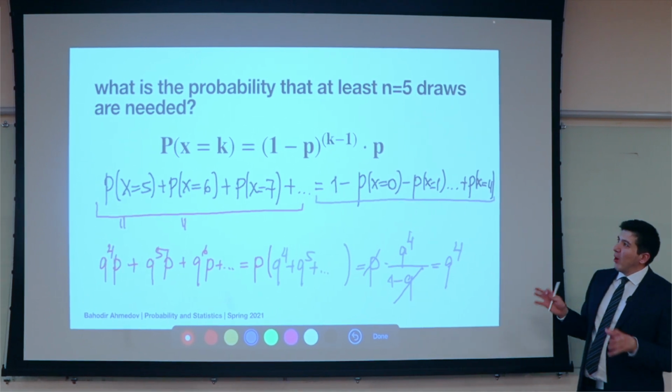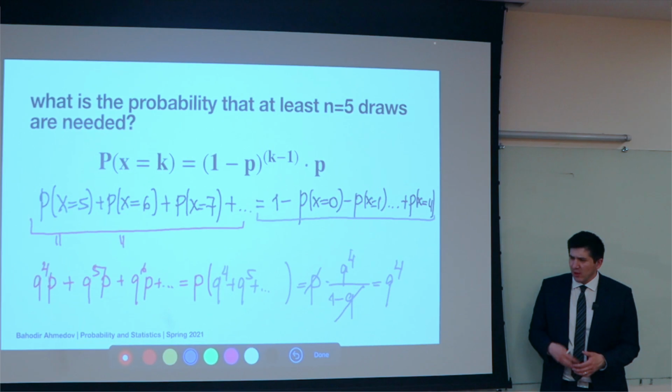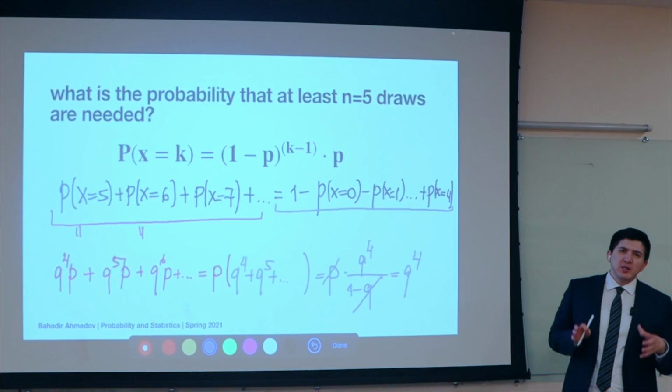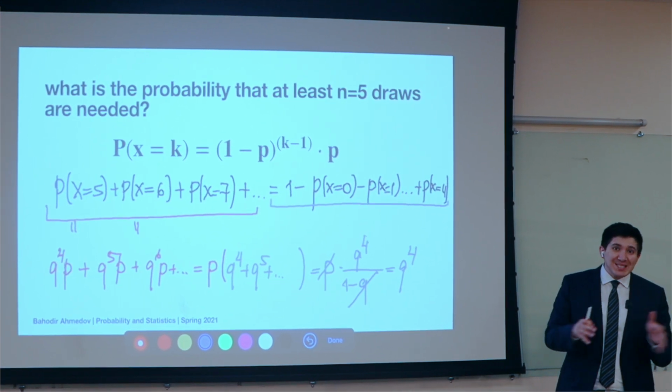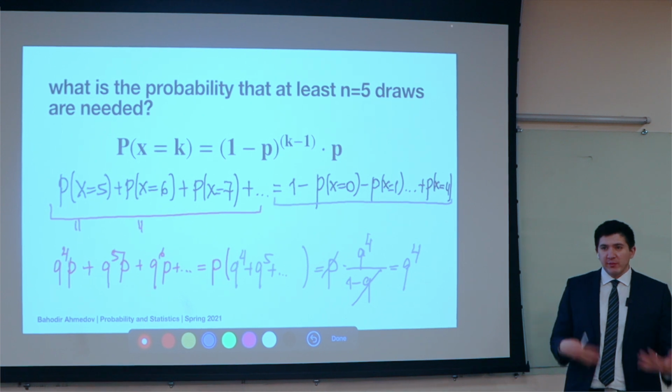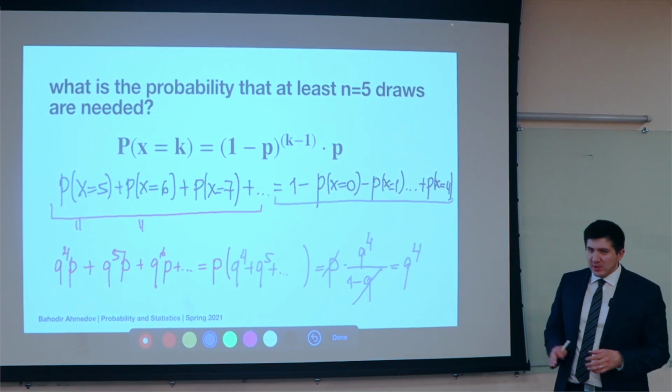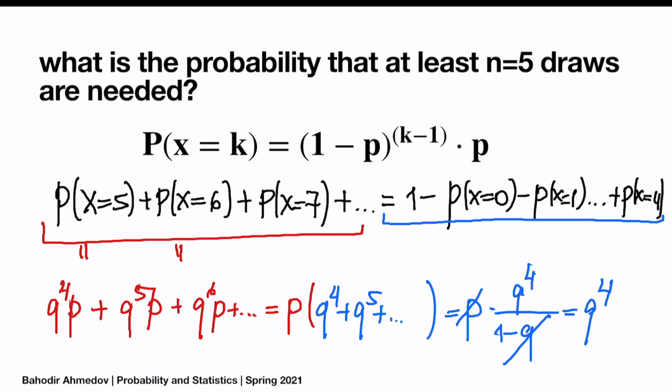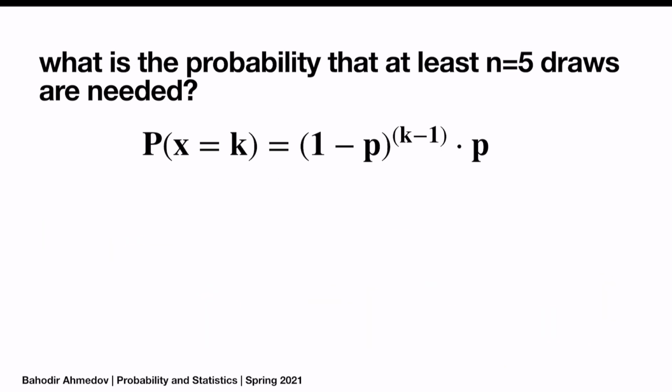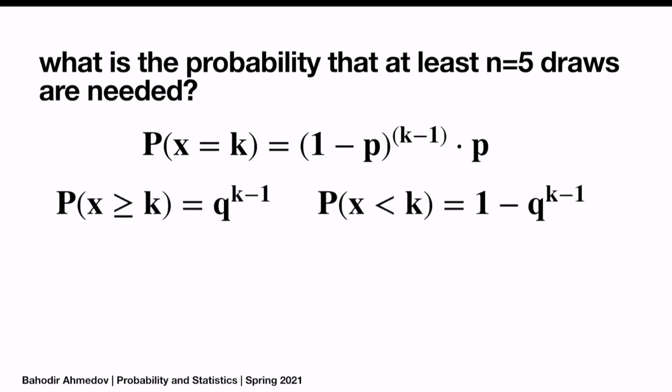So what I want is that we can generalize this. If you need to find the probability of having at least k trials in order to get the first success, it appears it is simply q to the power of k minus 1. We can create a formula, and we're going to write this down. The probability of having at least k trials is q to the power of k minus 1. And its complement, x less than k, is 1 minus q to the power of k minus 1.